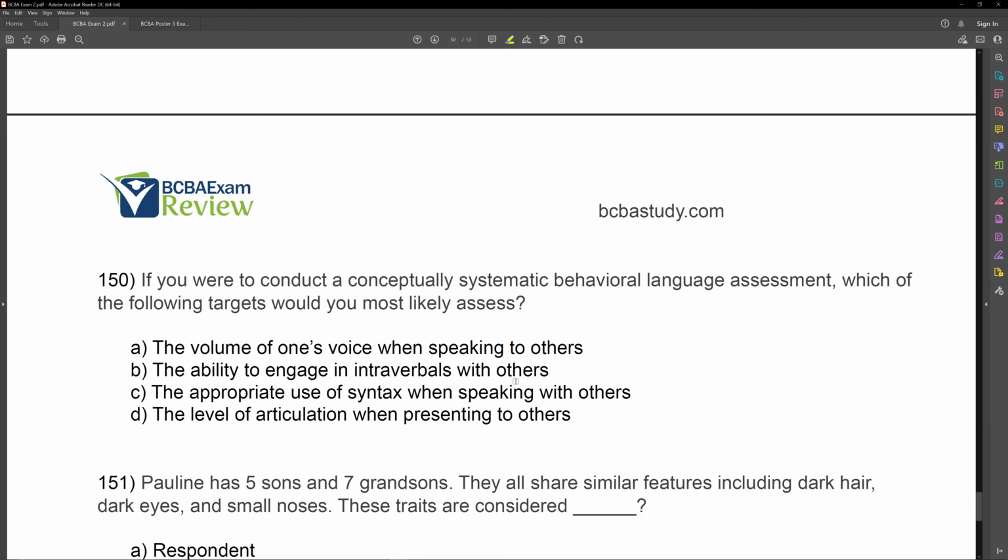B, the ability to engage in interverbals with others. Well, absolutely. Interverbals is an operant, a verbal operant, right? The ability to engage in interverbals is the function of your verbal behavior. B looks pretty good. C, the appropriate use of syntax, not relevant to verbal operants. D, the level of articulation, again, not relevant to verbal operants. The one that's relevant to verbal operants, focused on the function, right, is B, the ability to engage in interverbals with others.